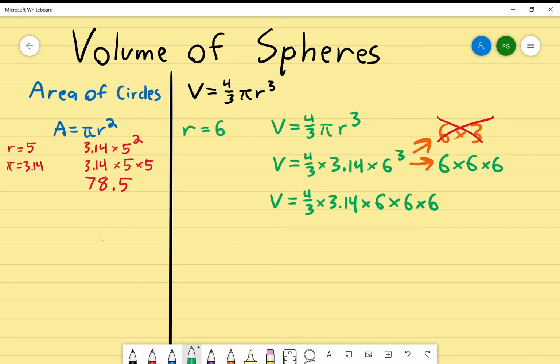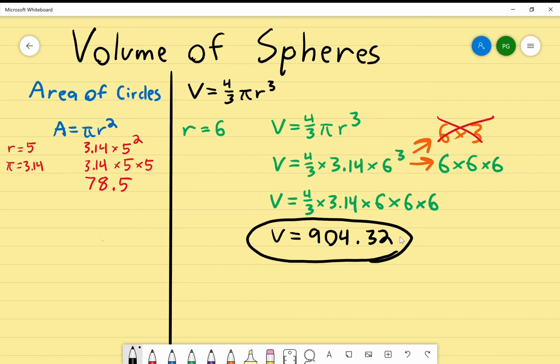Are there a lot? Sure. Do you have a calculator? Yeah. Is it hard? Not really. You do 4/3 in your calculator times 3.14 times 6 times 6 times 6. And the final answer that I've gotten using my calculator is that volume equals 904.32. Voila! You just found the volume of your sphere, which I honestly don't even know how to draw. It's like a basketball, a tennis ball. It's a ball. It's a sphere. But I have no clue how to draw it, so I'm not even going to try.